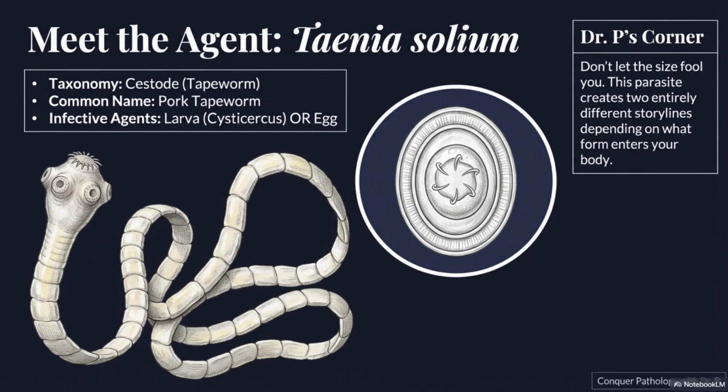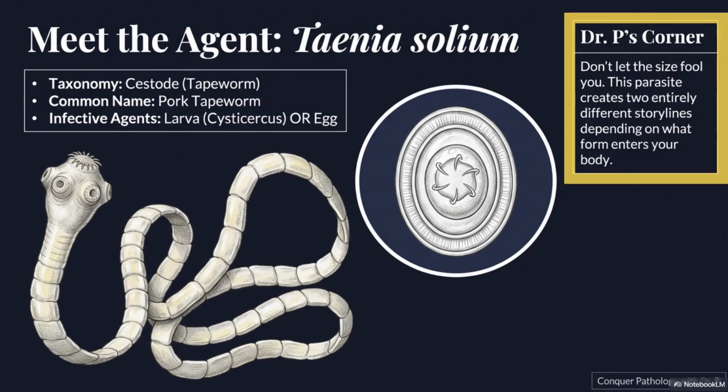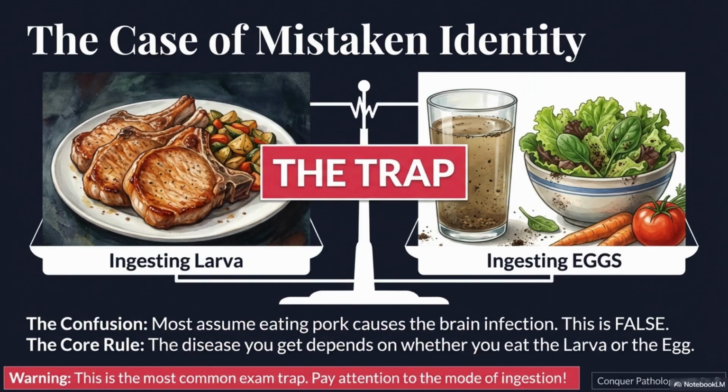It has two forms, the larva, which is Cysticercosis, and the egg. Now don't let the size fool you. This parasite creates two entirely different storylines depending on exactly which form enters your body. This brings us to the case of mistaken identity. The confusion here is, most students assume eating pork causes the brain infection. This is false. The core rule is the disease you get depends on whether you eat the larva or the egg. This is the most common exam trap.